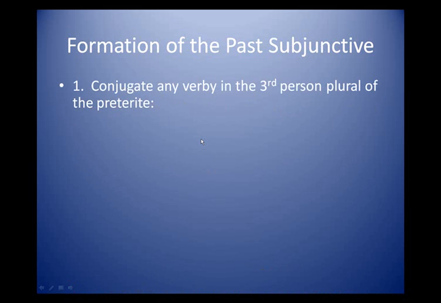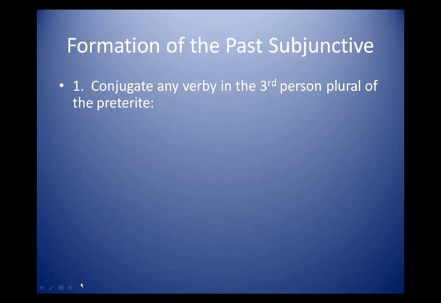So the first step is a little interesting because instead of piggybacking on the infinitive form, the past subjunctive utilizes the preterite, third person plural, to formalize its endings and its conjugation. So we're going a step further. We kind of need to know the preterite conjugations in order to form the past subjunctive conjugations. So hopefully you remember your preterite conjugations. If not, you can brush up on them in chapters 7 and 8 of the textbook.